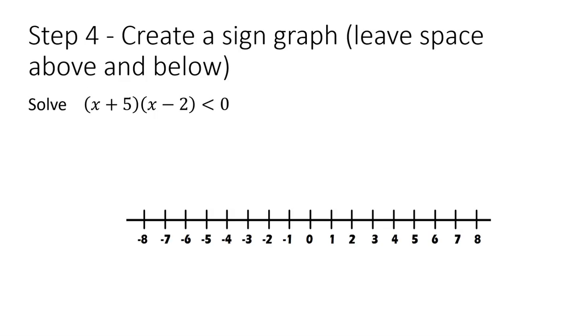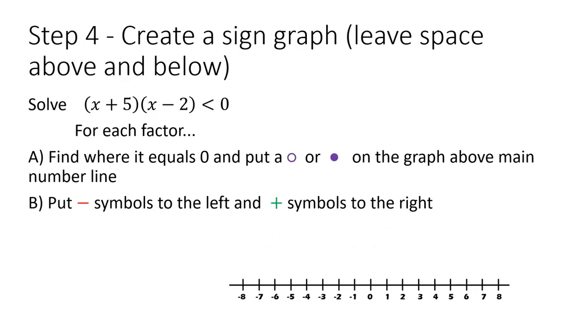Let's create a sign graph. So I've got a number line, and I leave plenty of space above and below. Be sure you leave a lot of space above. We're going to take each factor and put an open or closed circle to represent 0 on the graph above the main number line, and we'll put negative symbols to the left and positive symbols to the right.